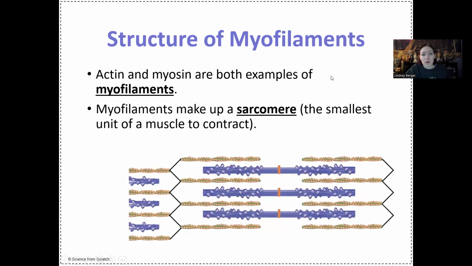All right, so we know this. We've talked about this a few times before. Remember, actin and myosin, they're myofilaments. Myofilaments make up the sarcomeres. Remember, you drew that out in your project. Okay.